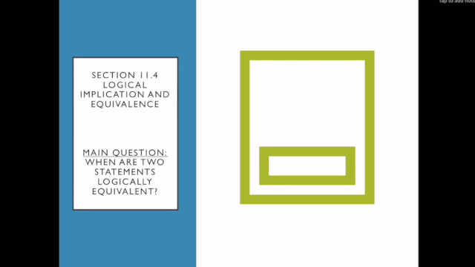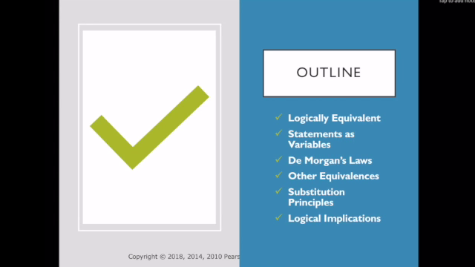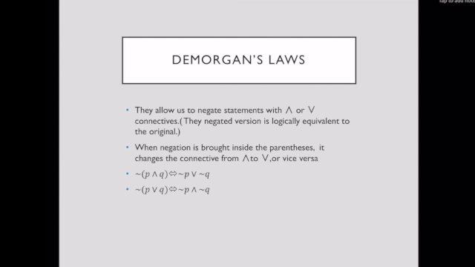All right, class, today we're going to be covering section 11.4, which is logical implication and equivalence. And the main question that we're trying to answer with this section is, when are two statements logically equivalent? So here's what we're going to cover, but a little bit out of order, because the first thing I do want to talk about are De Morgan's laws.